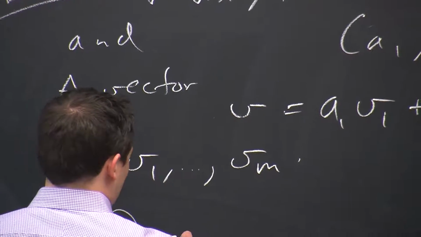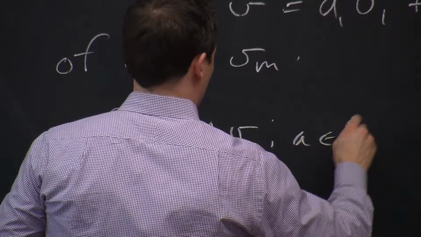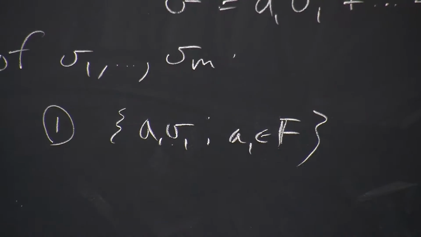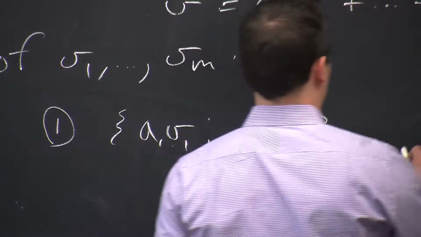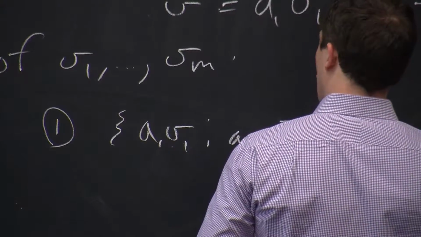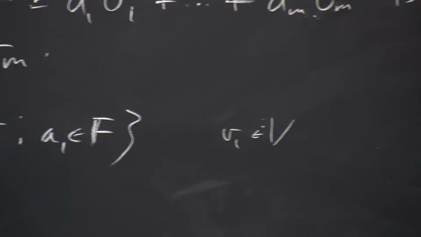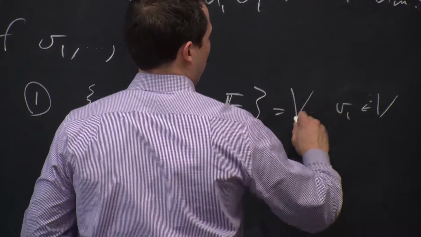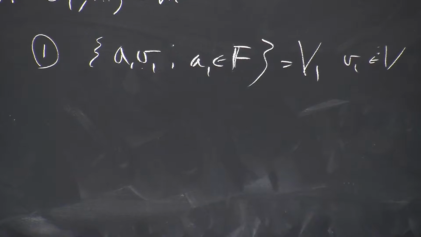So I'm going to make some observations. Take this set of all scalar multiples of some particular vector V1, which is an element of the vector space. This set is a subspace of V. Maybe you could call it big V1 or something. It's a subspace of V, which is the span, the sort of ray. It's this subspace here.